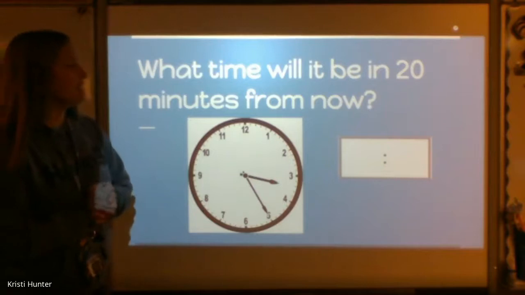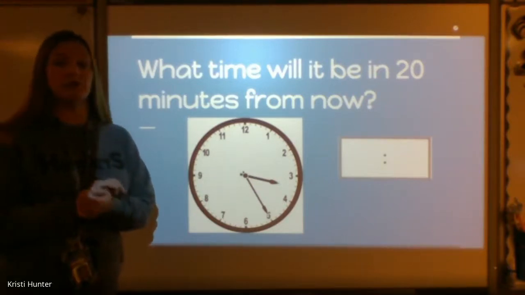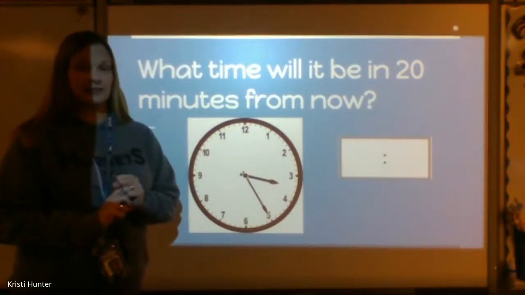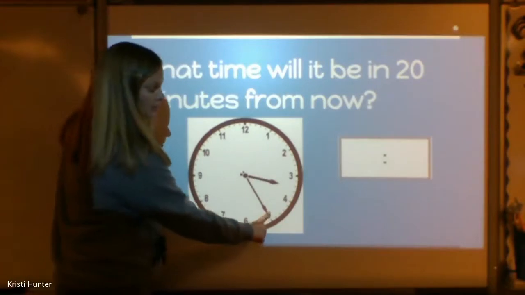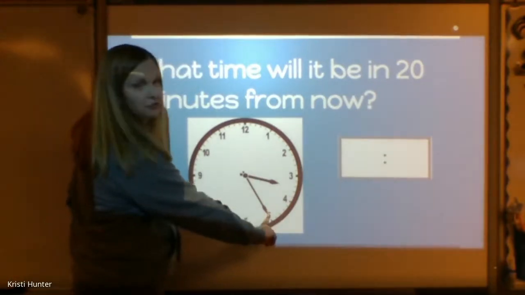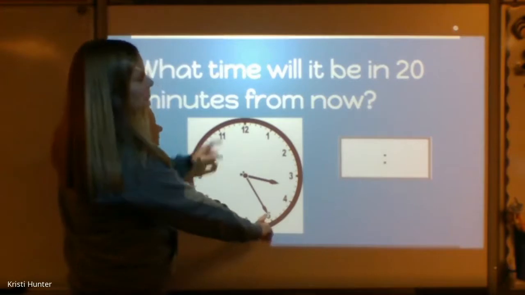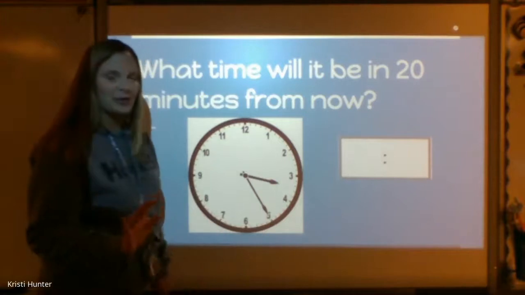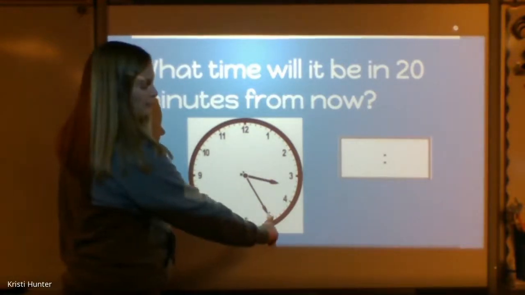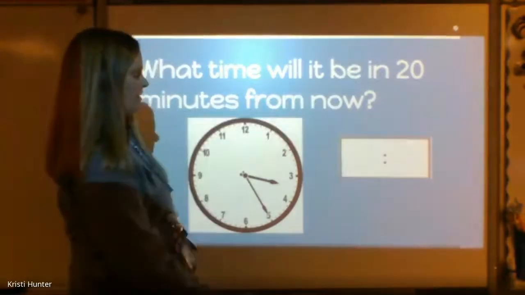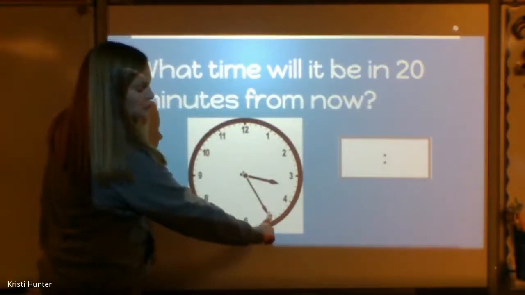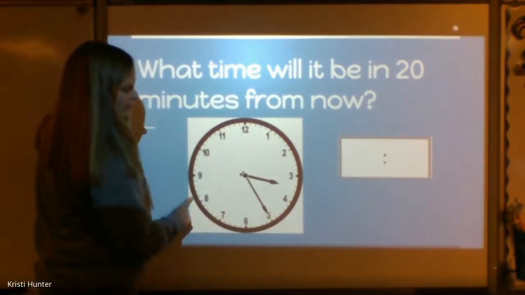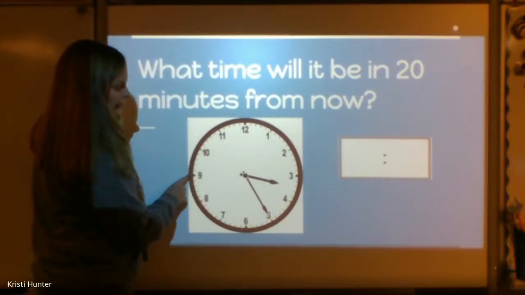It says, what time will it be 20 minutes from now? So first we need to decide which one's our minute hand. Our minute hand is this long one, so go ahead and put your finger on your screen and touch your 5. Now it says we need to go 20 minutes. Remember, if it's pausing your video when you touch it, just kind of hover above it. So 20 minutes from now. So we're going to have to count by 5s to 20. Help me out. 5, 10, 15, 20.